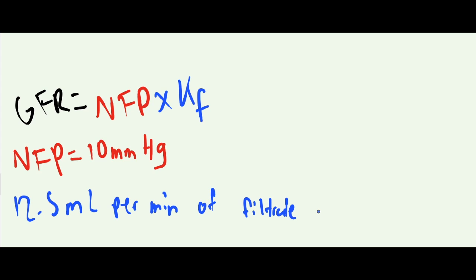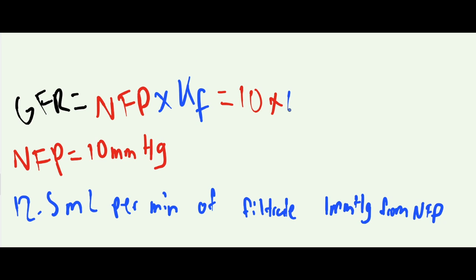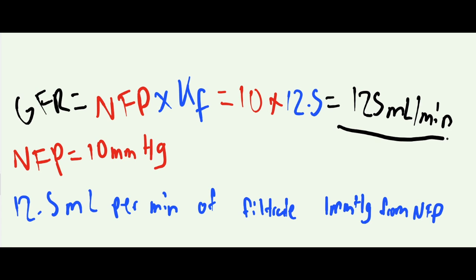Now, a healthy adult male produces 12.5 milliliters per minute of filtrate for every 1 millimeter of mercury of net filtration pressure. So that would amount to 10 times 12.5, which would equal 125 milliliters per minute, which is the normal glomerular filtration rate of a healthy adult male. For women, it would be about 105 milliliters per minute.